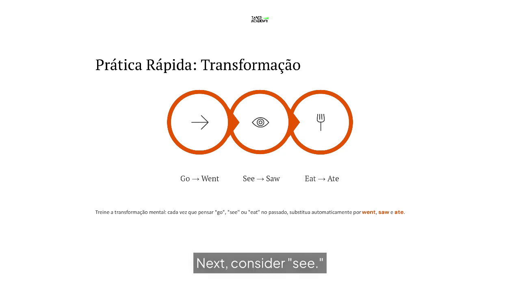Next, consider see. When recalling a past experience, remind yourself that see becomes saw. Picture a moment when you watched a movie with friends. Instead of saying, I see the movie last week, think, I saw the movie last week. This small adjustment can make your speech sound more natural and fluent.